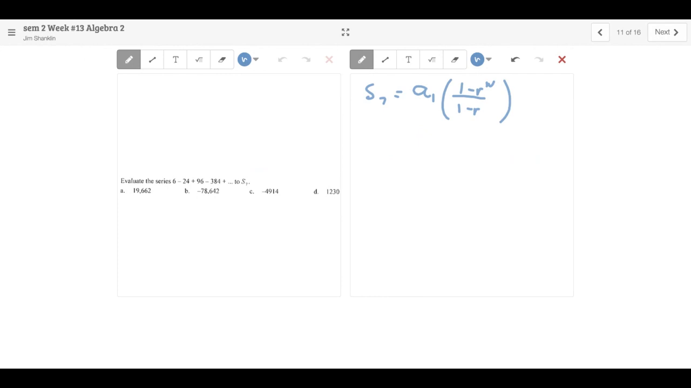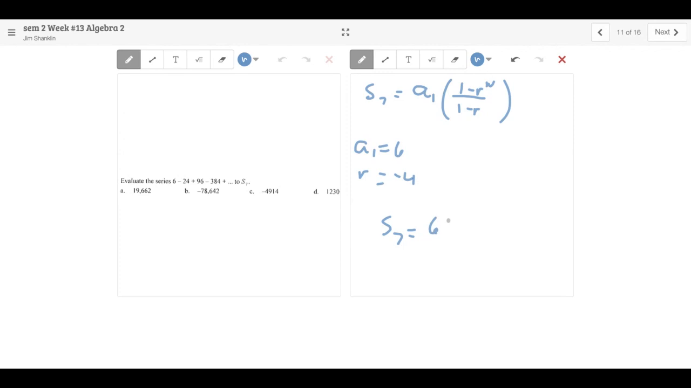So what is my first term? a sub 1 is 6. What is r in this problem? r is negative 4, right. I think so. I saw somebody say negative 2 there. I'm going to go with negative 4 because 6 times negative 4 is negative 24. Negative 24 times negative 4 is positive 96. So here's everything I need. I'm just going to plug it into my formula.